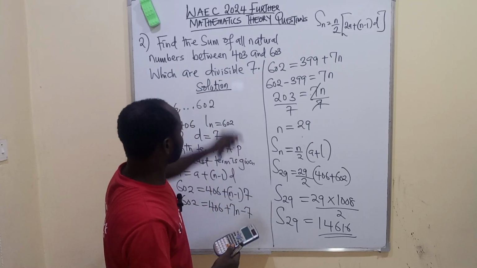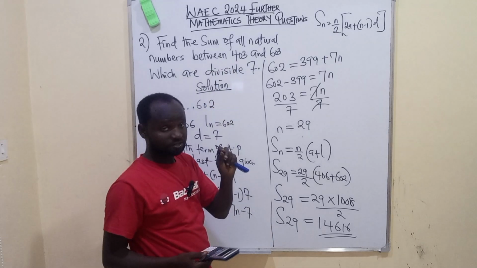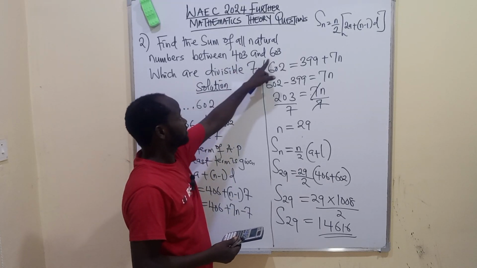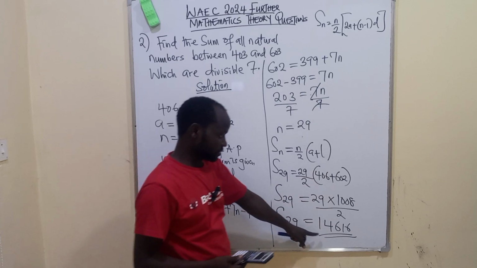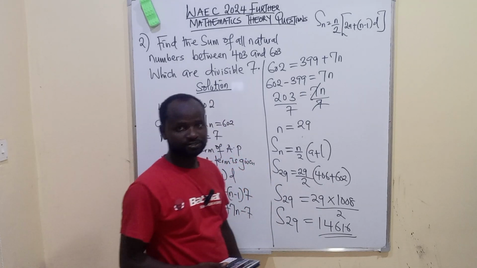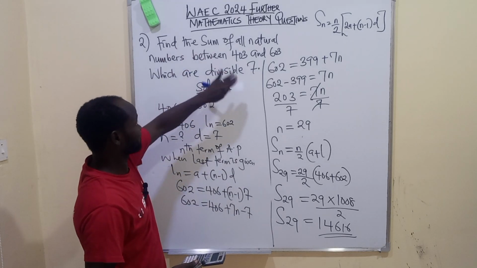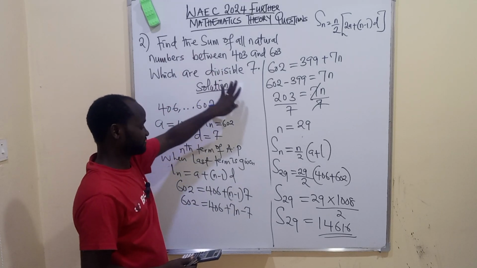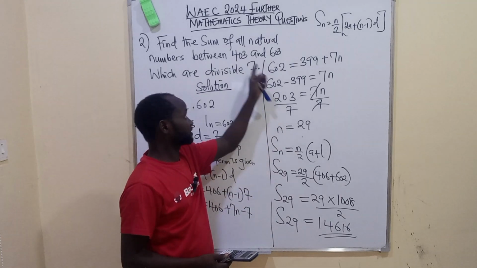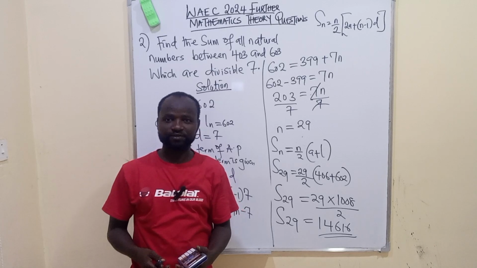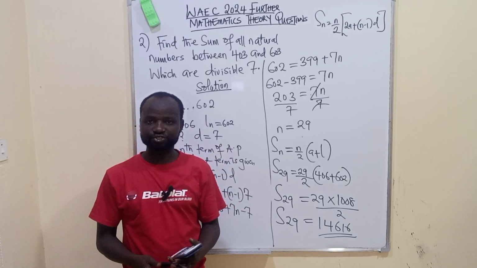14,616. So the sum of all the natural numbers that are divisible by 7 between 403 and 603 will be 14,616. So this is the answer to this question. So this is the sum of all the natural numbers that are divisible by 7 that are between 403 and 603.